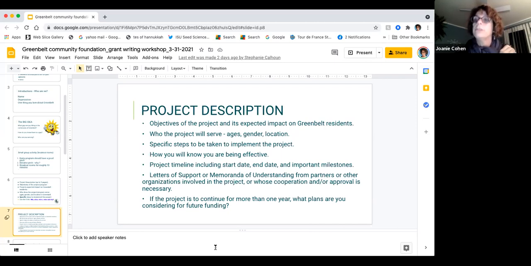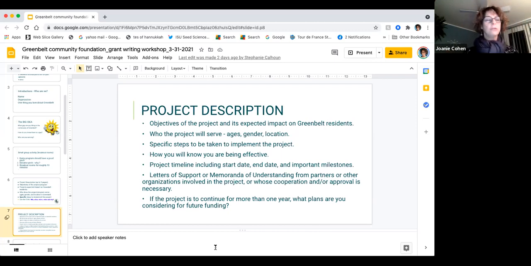We really encourage you to. As you probably saw from our website, if you've looked at the grant application, we don't fund $50,000 projects. We're a small community foundation that uses the money that the residents of Greenbelt give it. So we give seed money. We give smaller grants. We don't give large grants.